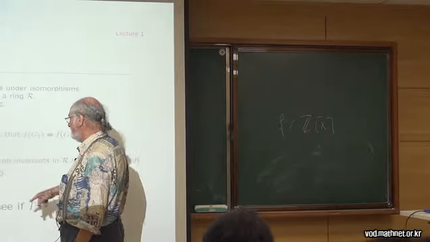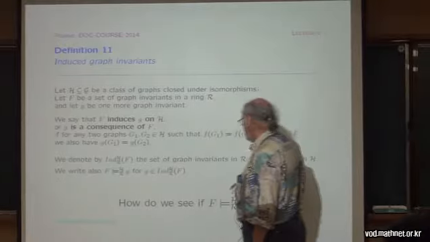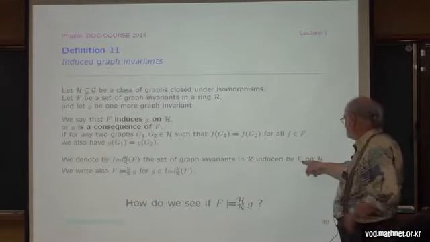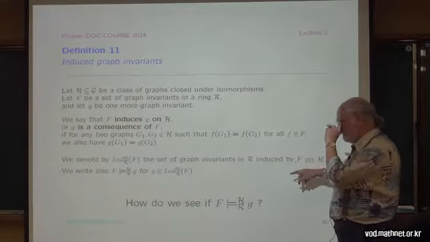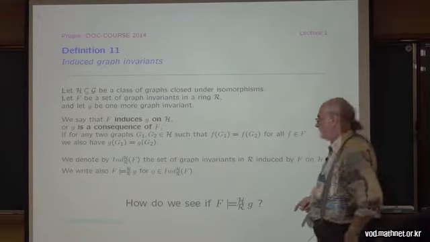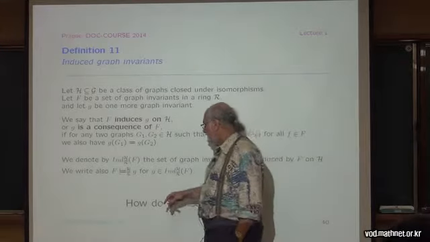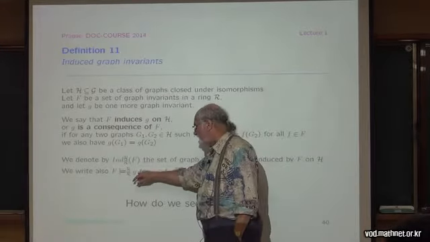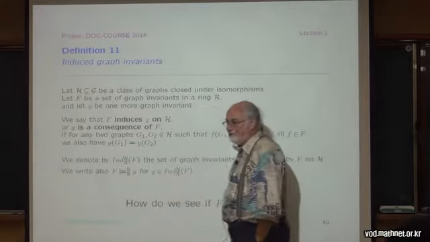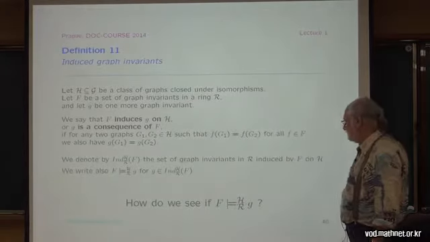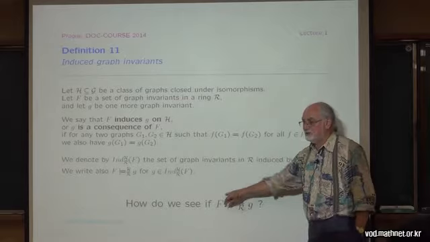We denote by Int the set of graph invariants induced by F. So this is like the semantic closure relation. Int is the set of other parameters which are induced by F. So how do we see that this relation holds?